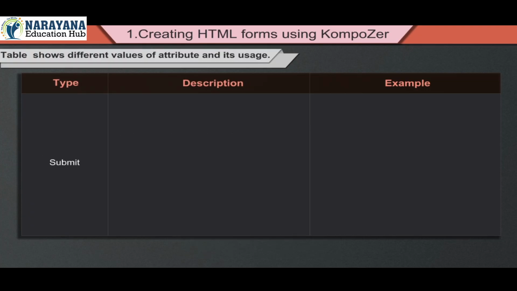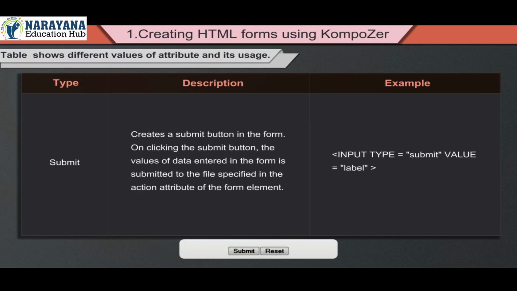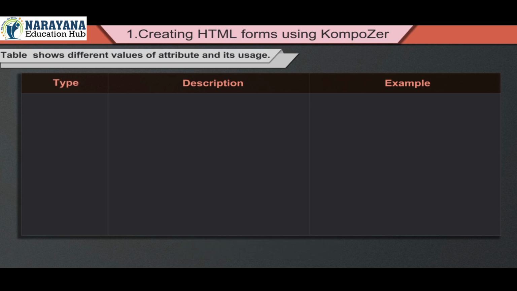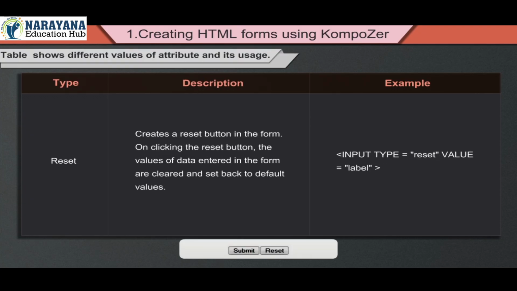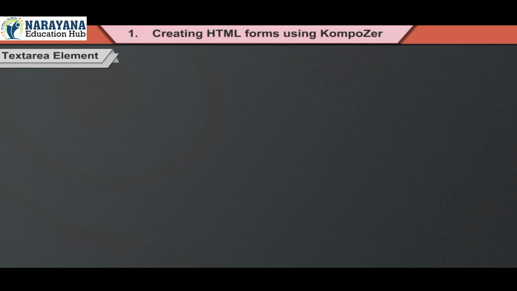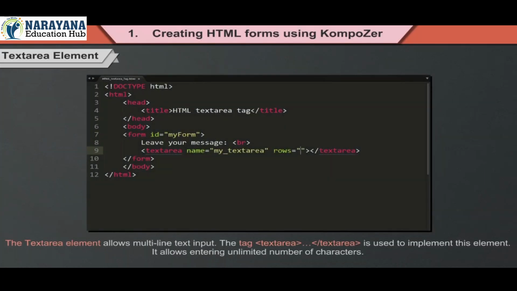Type, submit. Description, creates a submit button in the form. On clicking the submit button, the values of data entered in the form are submitted to the file specified in the action attribute of the form element. Type, reset. Description, creates a reset button in the form. On clicking the reset button, the values of data entered in the form are cleared and set back to default value.